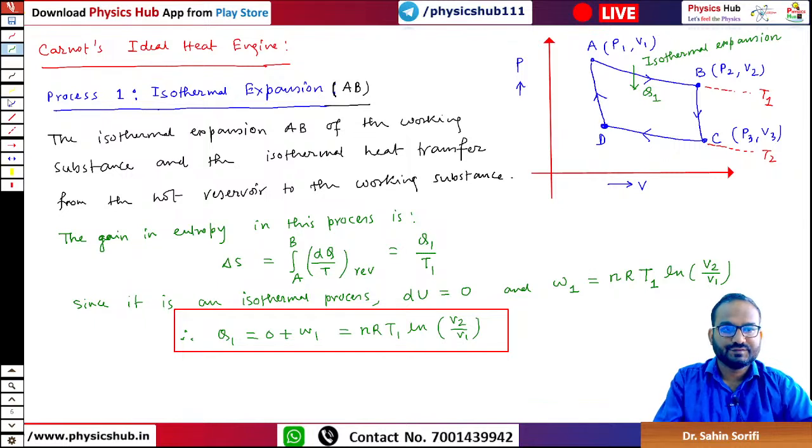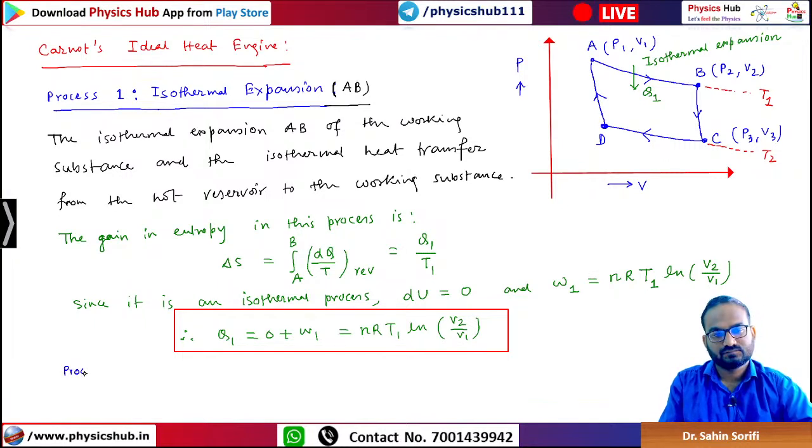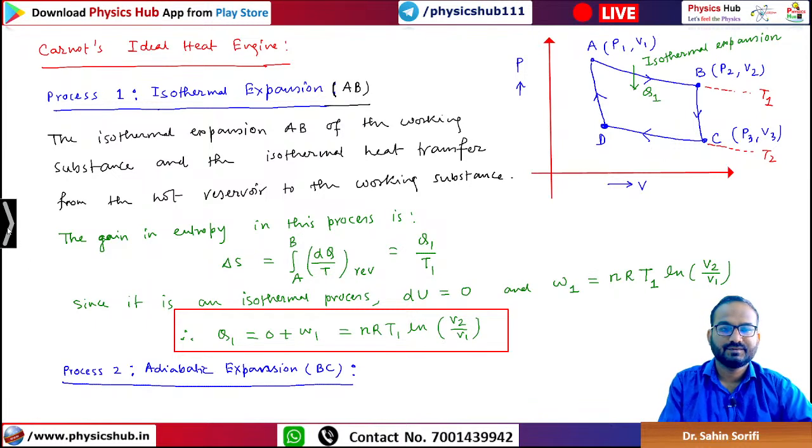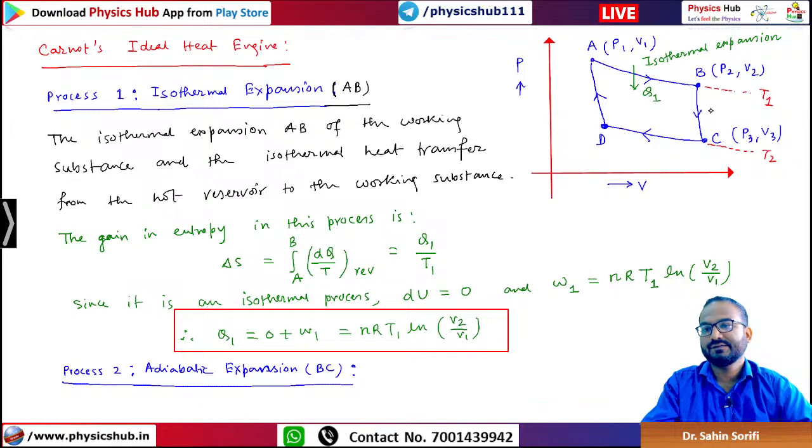Let's go to the second process, process 2. Process 2 is what? Adiabatic expansion. As the name suggests, adiabatic means there will be no heat transfer. This is adiabatic expansion.